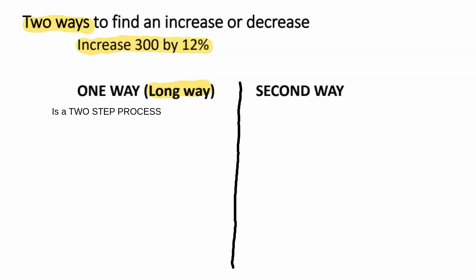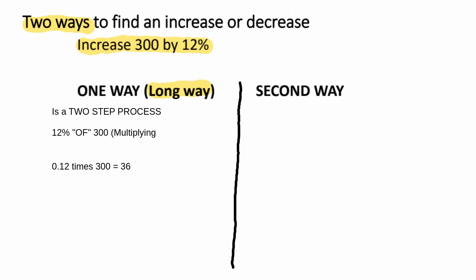of 300, which means we're multiplying the decimal 0.12 times 300. And this will give me the number 36.